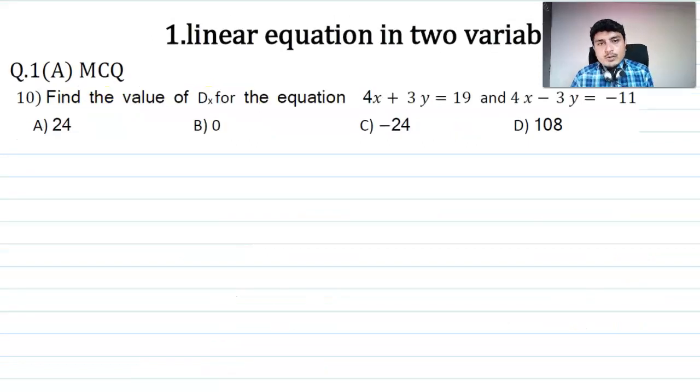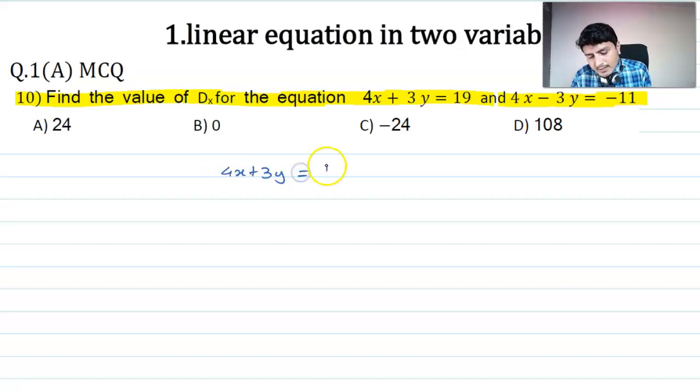Look at MCQ number 10. We have to find the value of dx for the equations 4x plus 3y equal to 19 and 4x minus 3y equal to minus 11. So we are given simultaneous linear equations in two variables of the form 4x plus 3y equal to 19 and 4x minus 3y equal to minus 11.